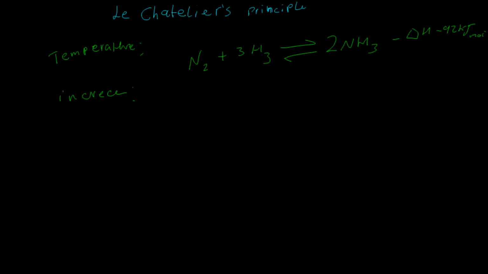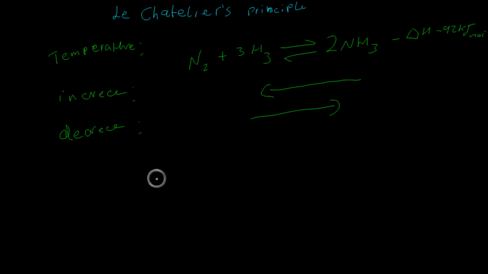So if we increase the temperature, this reaction is going to want to decrease the temperature of the system. So it's going to want to move in the endothermic direction. And since it's exothermic to the right, in the forward direction, it will move to the reverse direction, which is the endothermic direction. And again, vice versa, if we decrease the temperature, it's going to want to move in the forward direction where the reaction releases heat, thus undoing the decrease in temperature of the system.